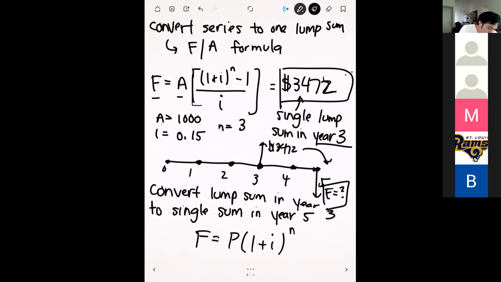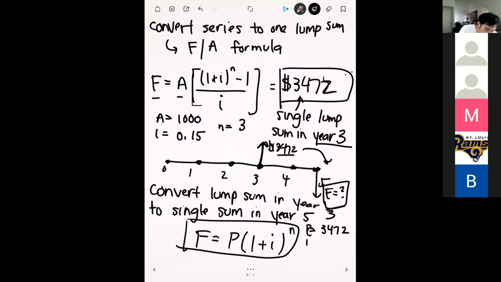We can represent this in the cash flow diagram with a single lump sum in year 3, but in this problem we're looking for the equivalent lump sum at the end of year 5, which is when we're going to pay off the loan. In order to convert this single lump sum in year 3 to year 5, we need to use our F and P formula right here, which is the formula that we have for converting between 2 lump sums. To do this, we're going to set P equal to 3,472.